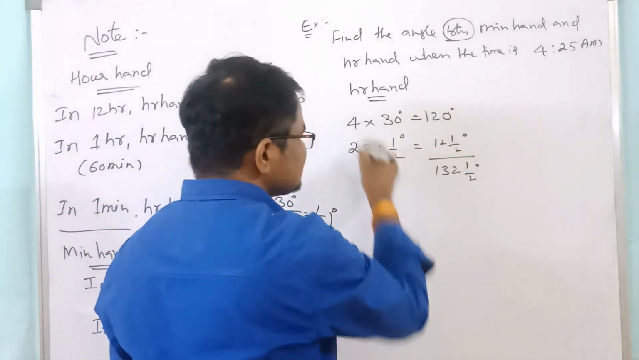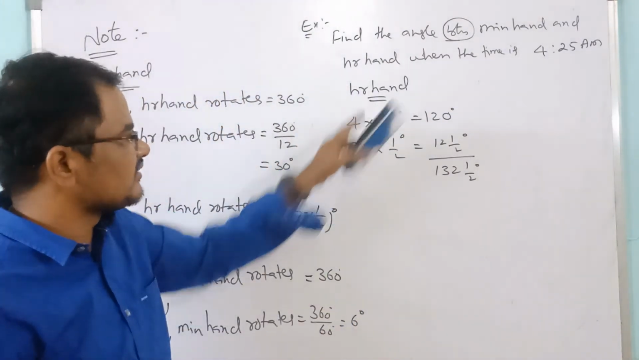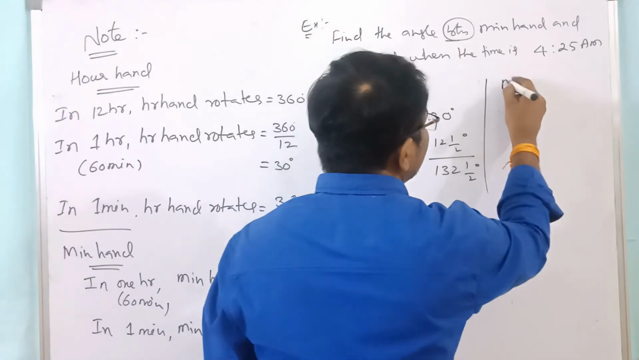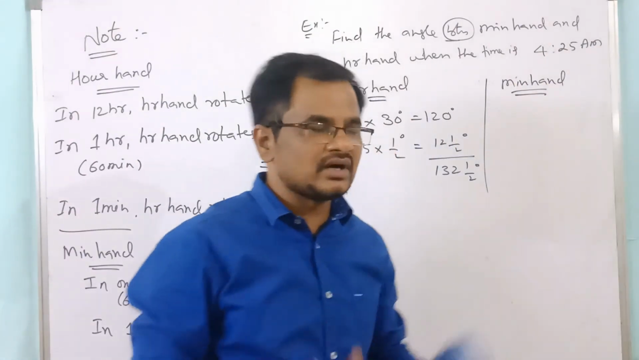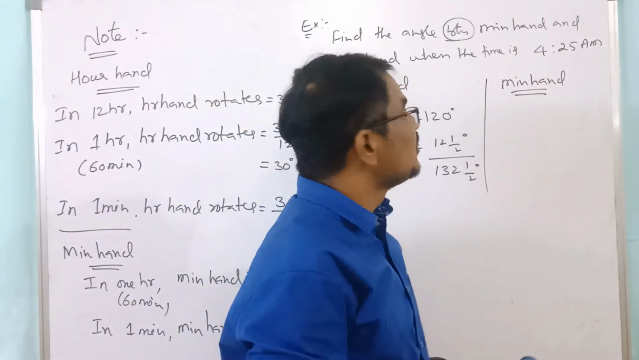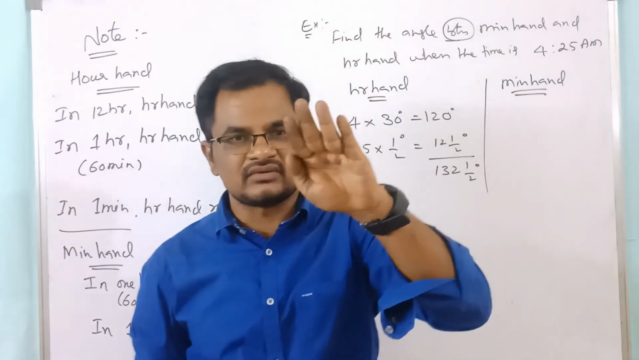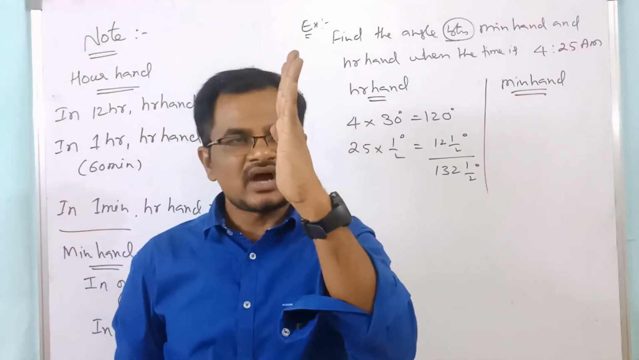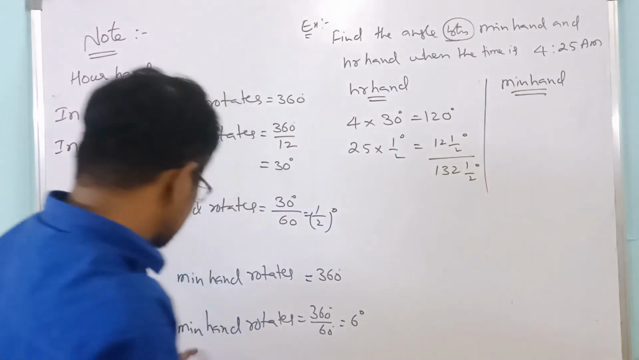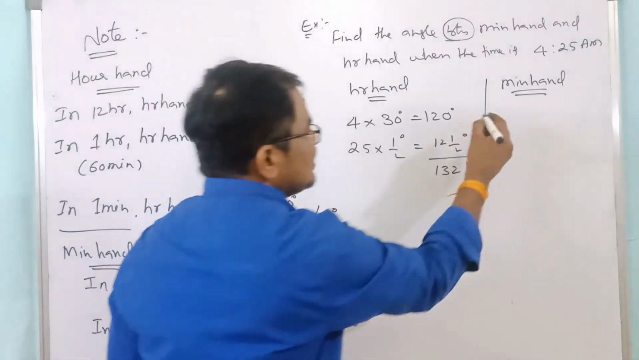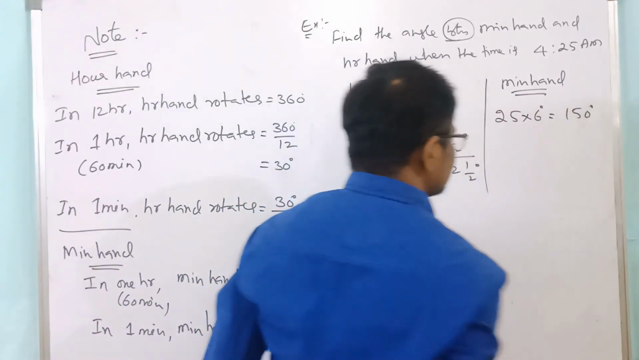So this is the angle completed by our hour hand, which means the rotation of our hour hand. Next, come to the minute hand. For the 4 hours we won't consider the minute hand, because 1 hour, same position, second, third and fourth hour, 4 hours also same position. So after that, 25 minutes only, the minute hand we have to consider. For every minute, the minute hand rotates 6 degrees. So for the 25 minutes, 25 into 6, 150 degrees, right?